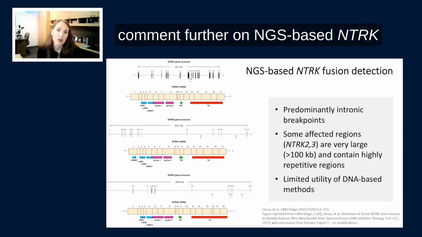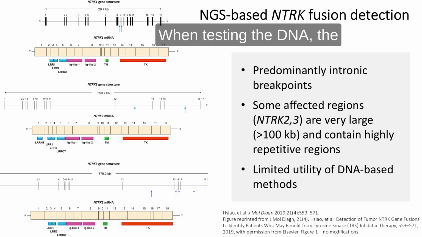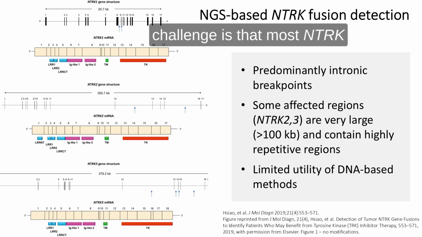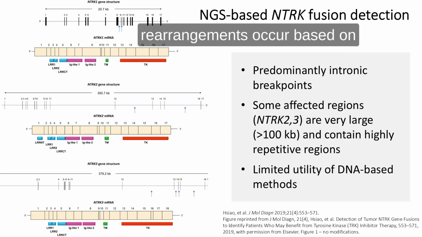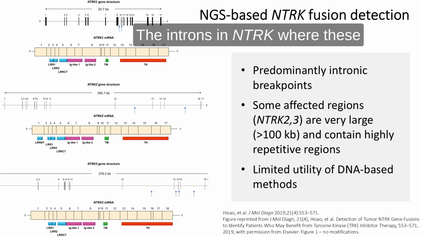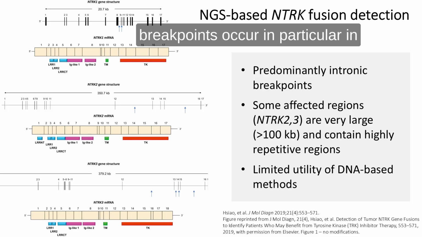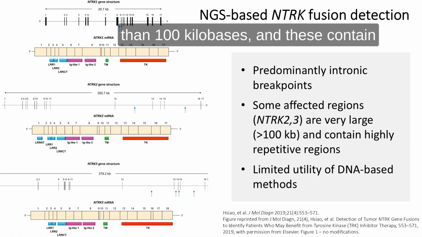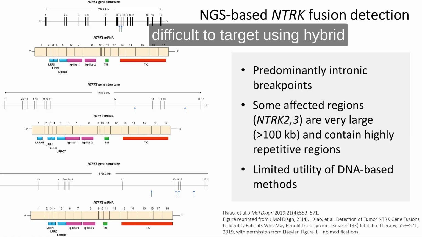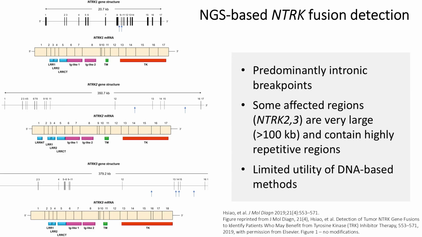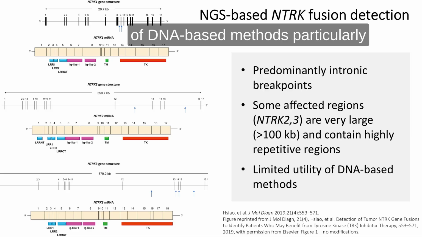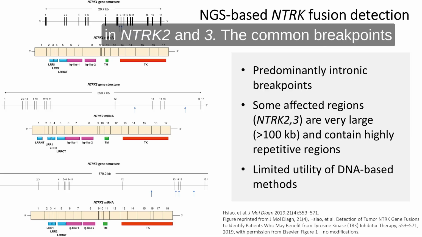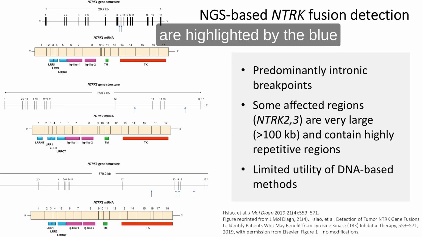Just to comment further on NGS-based NTRK detection, when testing the DNA, the challenge is that most NTRK rearrangements occur based on breakpoints that occur within the introns. The introns in NTRK, where these breakpoints occur, in particular in NTRK2 and 3, are very large, greater than 100 kilobases, and these contain highly repetitive regions that are difficult to target using hybrid capture methodologies. This leads to limited utility of DNA-based methods, particularly for detection of fusions in NTRKs 2 and 3. The common breakpoints are highlighted by the blue arrows in the image to the left.